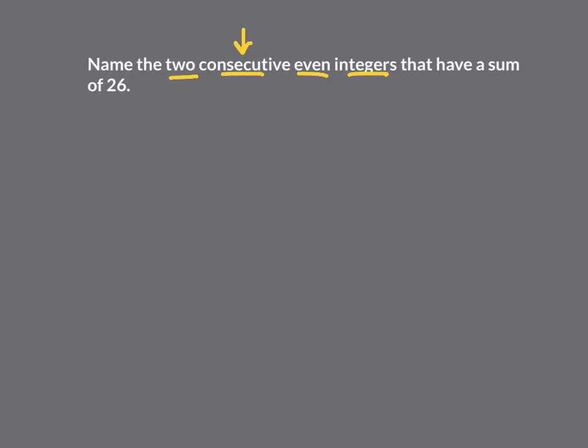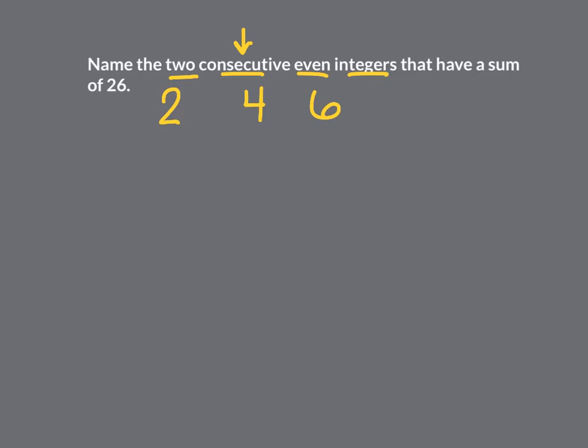1, 2, 3, 4. Those are consecutive numbers. But they wanted consecutive even numbers. So that would be like 2, 4, 6, 8. So let's look at that as an example. 2, 4, 6. All right, those are consecutive even numbers. But we're looking for 2 particular consecutive even integers that add up to 26.